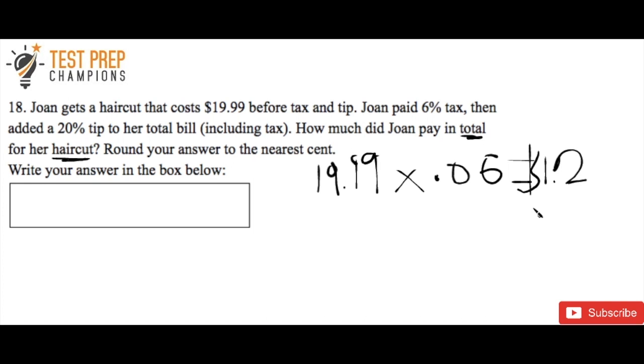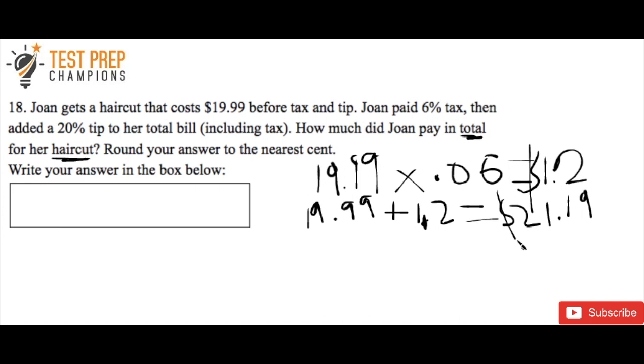Okay, so now we've got to add this to that $19.99, right? So we've just figured out what the sales tax is. So she's got $1.2 in sales tax to pay. So she's got to make sure that she adds that to her $19.99. All right, so $19.99 plus that $1.2 that the government's going to take for taxes. So let's add that up here. $19.99 plus 1.2 for the government, and we're left with $21.19. Okay, so we now know that her total bill was $21.19.